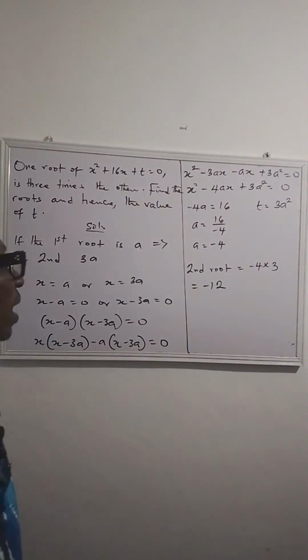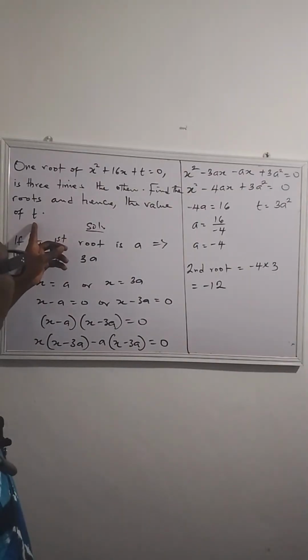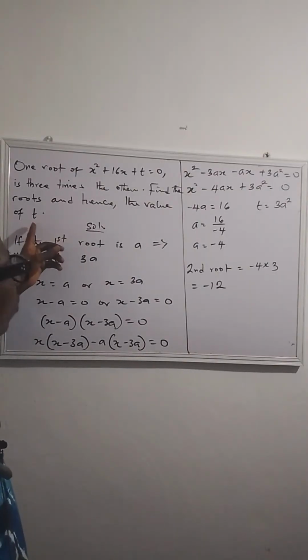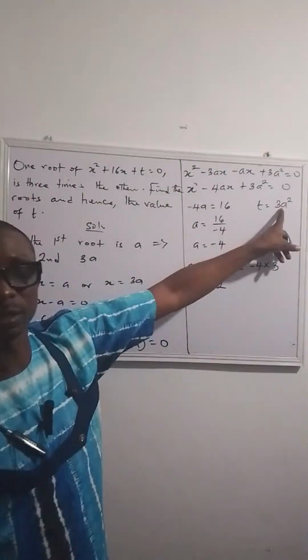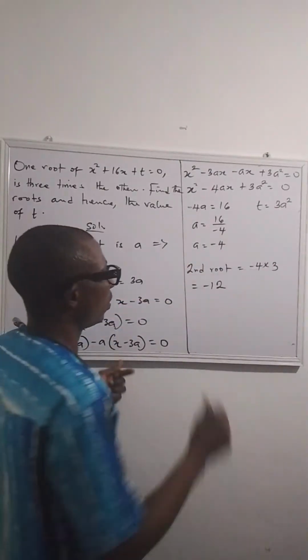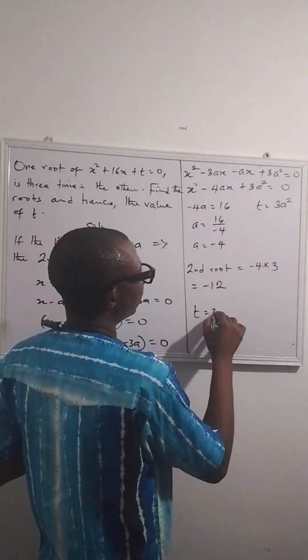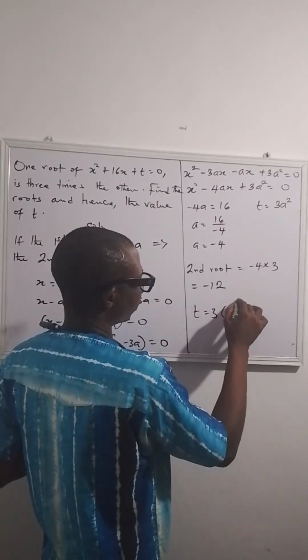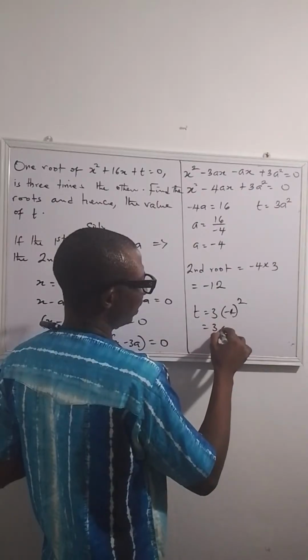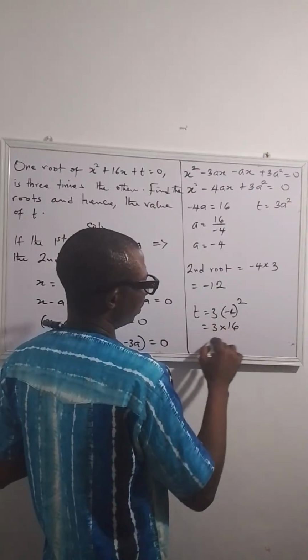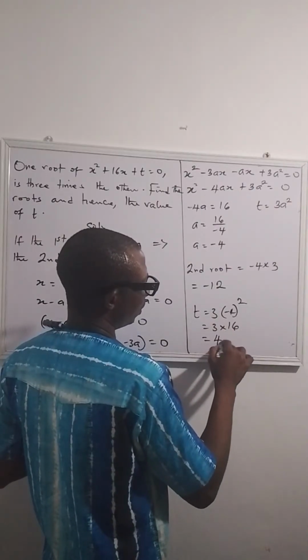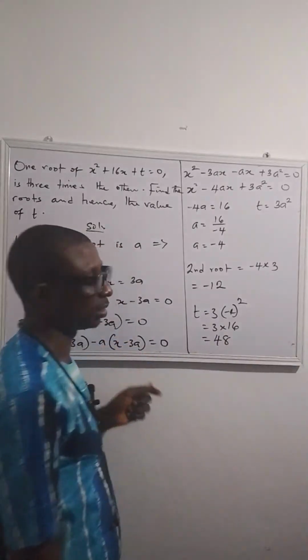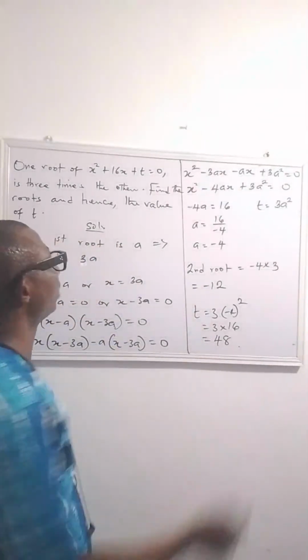All right, so the question now says hence find the value of t. t is 3a squared. So we have t equals to 3, a is minus 4, minus 4 squared. That's going to be 3 times 16. And that gives you what? 48. So that is the answer to that problem.